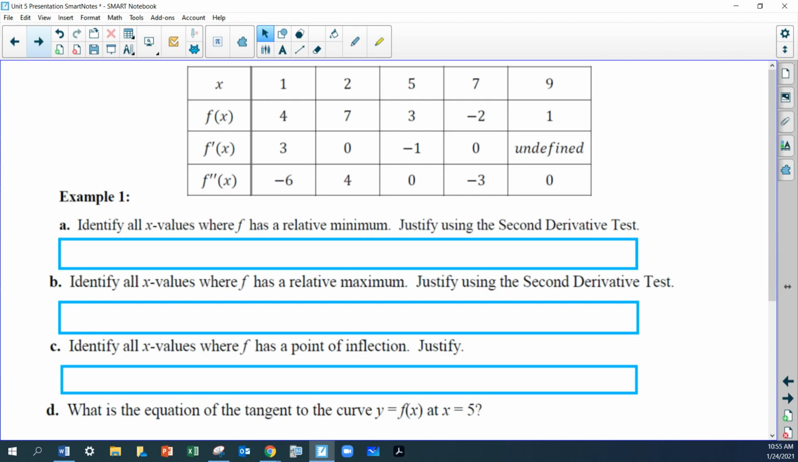All right, so let's go into using a chart, because we said that's one of the ways that the AP exam will force you into the second derivative test for relative min and max. So example A, identify all x values where f has a relative min. Justify using the second derivative. When I'm looking for x values where f has a relative min, the first thing I want to look at is, is f prime equal to 0 anywhere? And I'm getting two spots, where x is 2 and where x is 7.